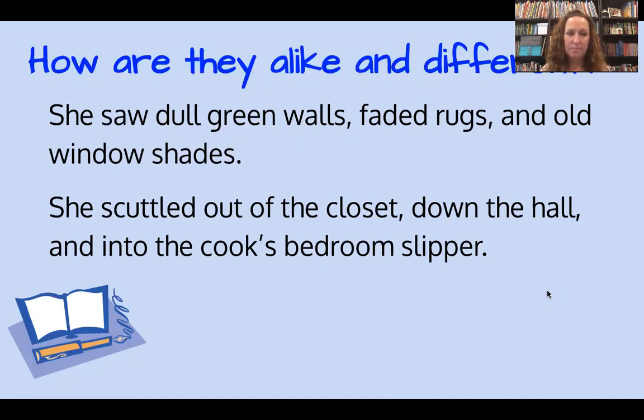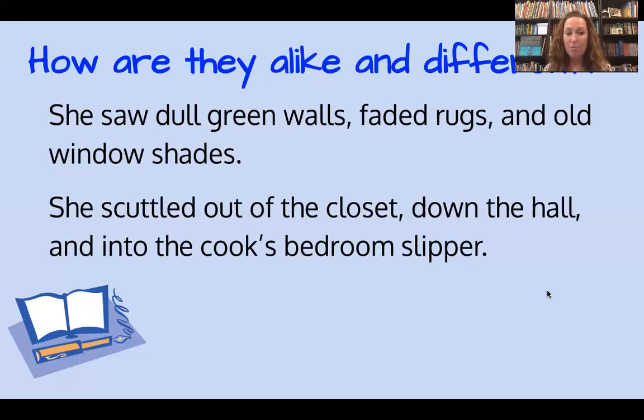So you may have noticed they both start with she. They are both in past tense as they've already happened. She saw and she scuttled. You probably noticed the commas, where she could either combine the sentences or she's listing the items. Now it's interesting. Let's take a look at the list. How are those lists different? That's right. The first sentence is listing what she saw, whereas the second sentence is listing where she scuttled: out of the closet, down the hall, into the cook's bedroom slipper.